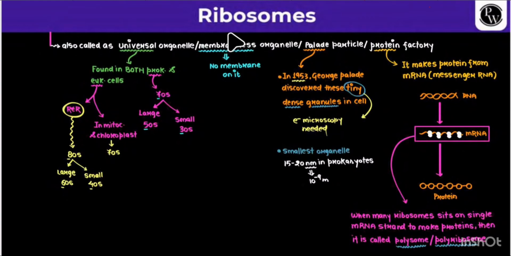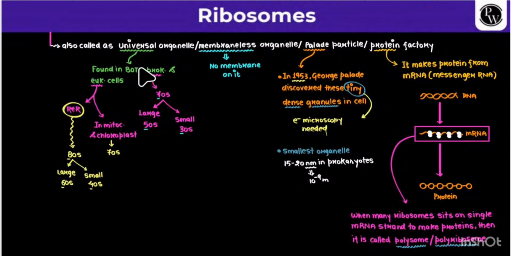Next, ribosomes, right? It is also known as a universal organelle, which is also a membraneless organelle, and it is also called Palade particles. In 1953, George Palade's name was given. He is the scientist who discovered these tiny dense granules in the cell. Electron microscopy was needed at that time. We also call ribosomes the protein factory because they make proteins from mRNA, that means messenger RNA. When many ribosomes sit on a single mRNA strand to make proteins, it is called polysomes or polyribosomes, we have to remember. This is the smallest organelle, 15 to 20 nanometers in prokaryotes.